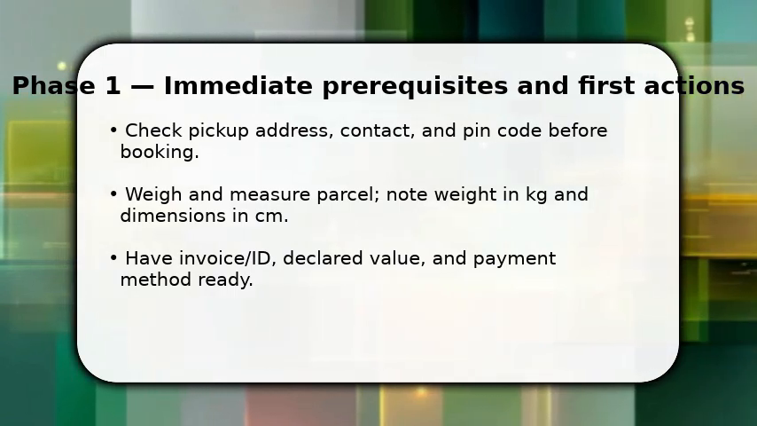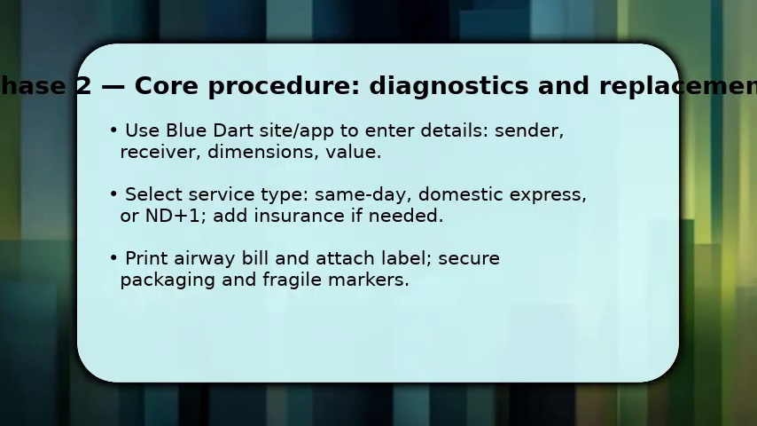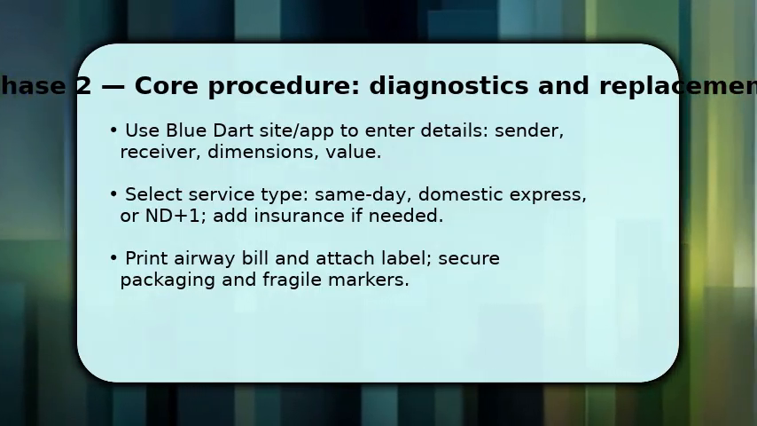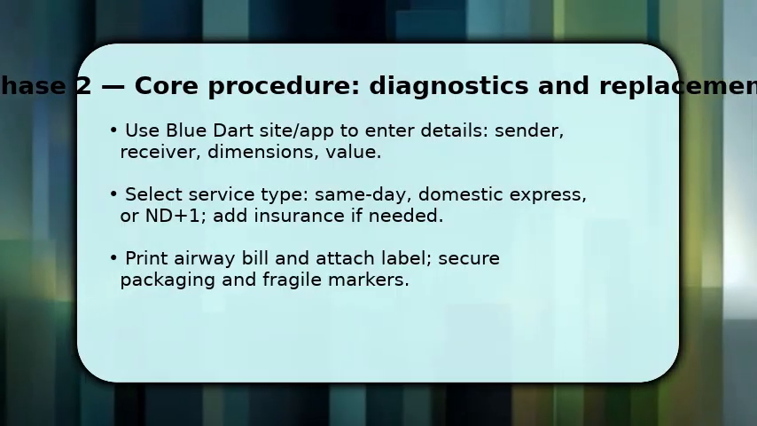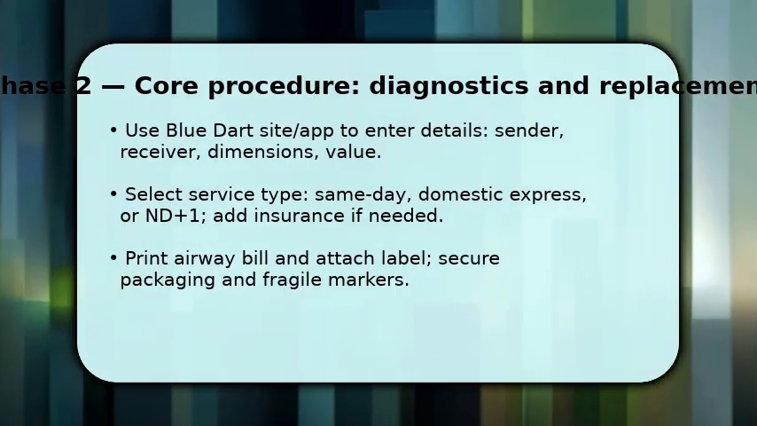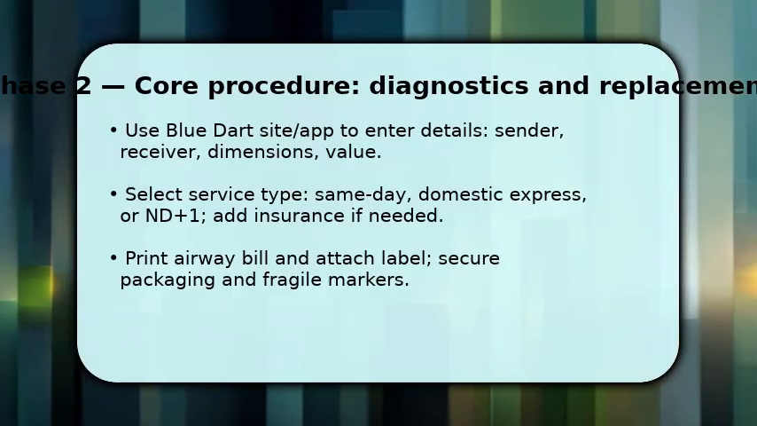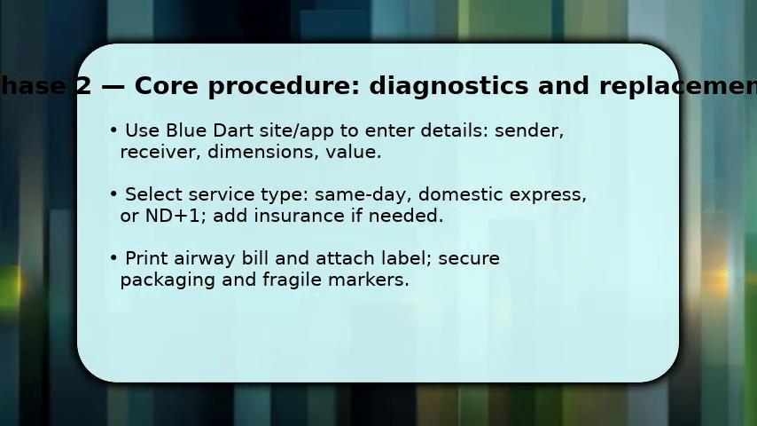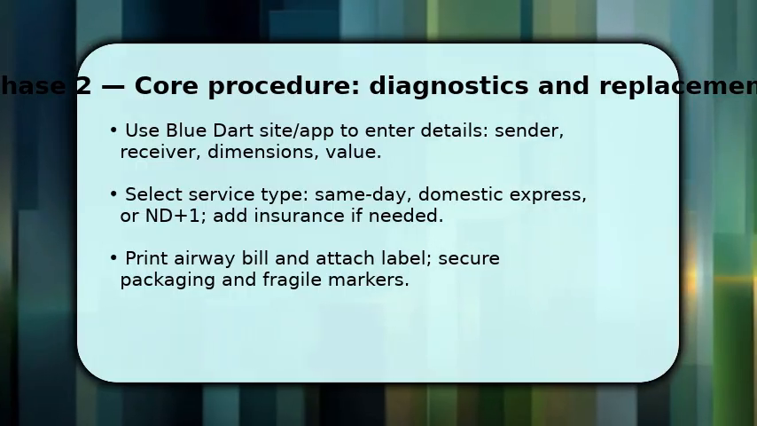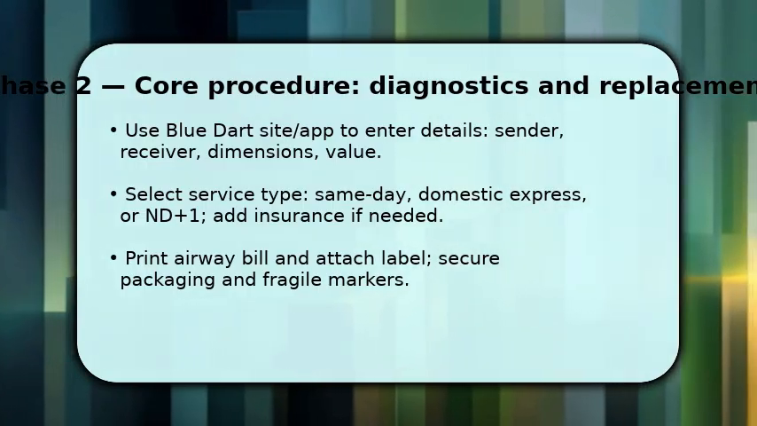You open the Blue Dart app or portal and enter sender and receiver details precisely, because mismatches cause returns. Then input dimensions, weight, and declared value. Select the service, same day, domestic express, or standard ND+1, since transit choices affect cost and ETA.